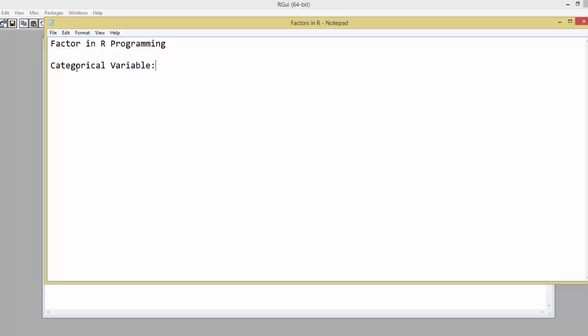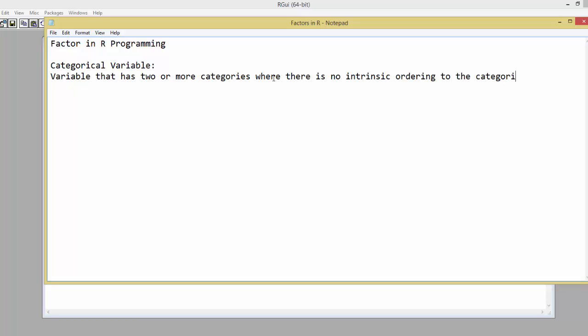A categorical variable is one that has, well, I would say two or more categories. I would just redefine it as a variable that has two or more categories, but there is no intrinsic ordering to the categories. For example, gender is the most famous categorical variable usually taken as an example. You have a male, you have a female, right?